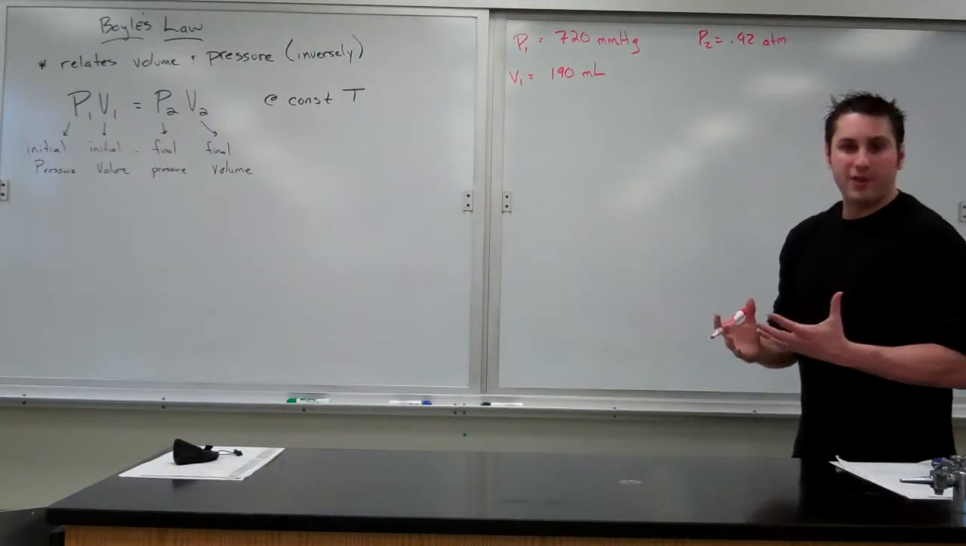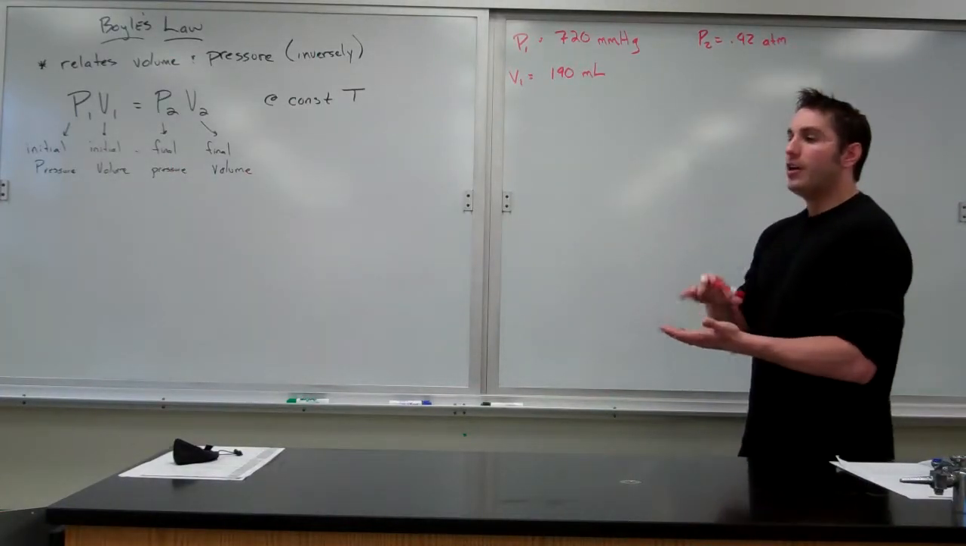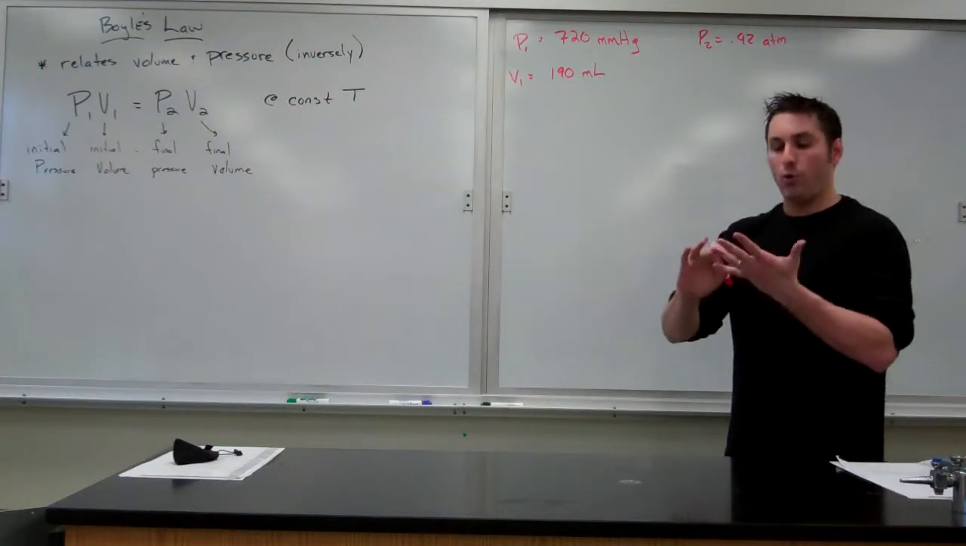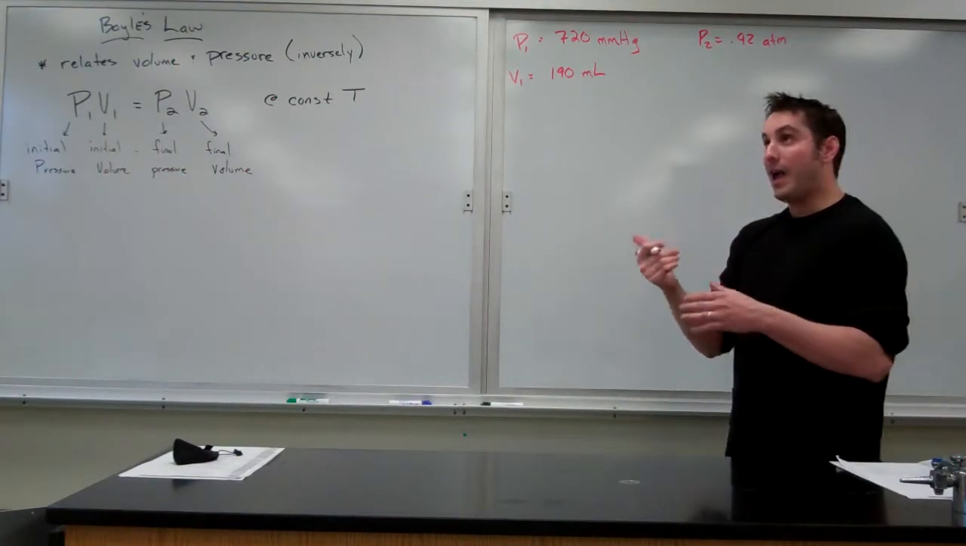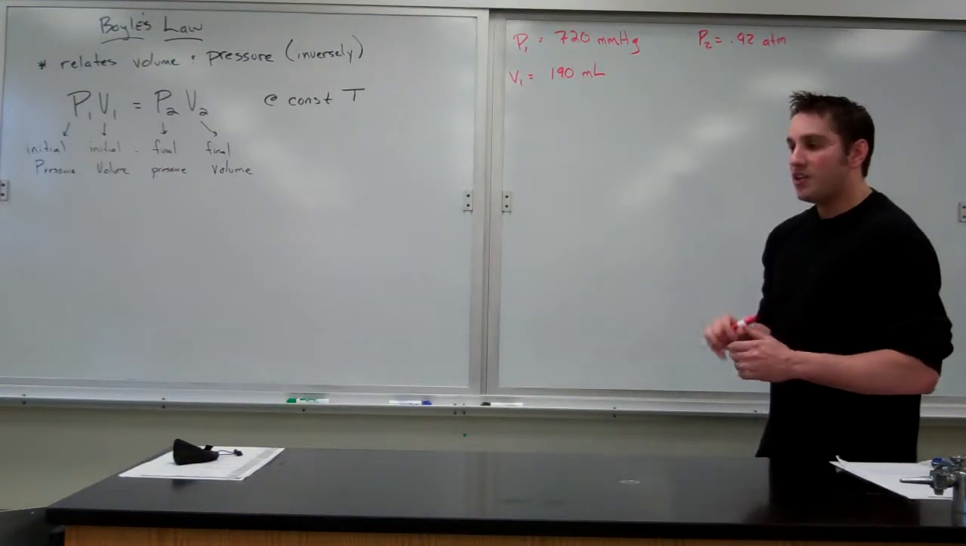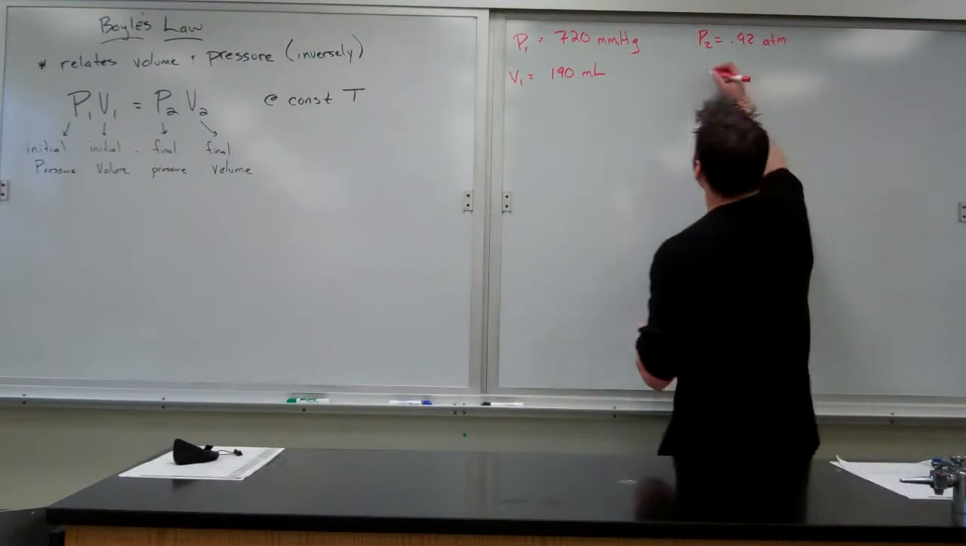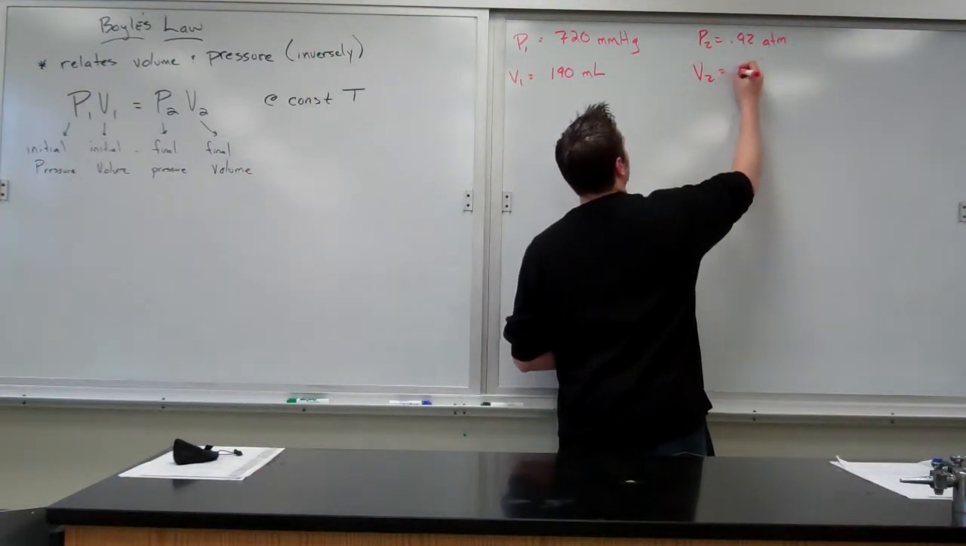I'm now all out of numbers. Once I get out of numbers, I list what I'm trying to find. Right? To do that, find your question word. Who, what, when, where, why, how, or maybe calculate or determine. In the question it says, what will be the volume of the balloon? Therefore, I'm looking for V2.